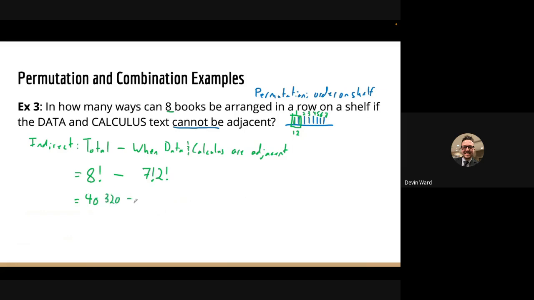40,320 minus 10,080, which gives us 30,240 ways. So there's over 30,000 ways to arrange those textbooks and not have data and calculus together, adjacent. Okay, sorry, if you weren't sure what adjacent means, that just means together.